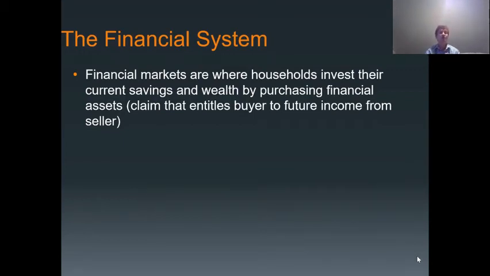Our financial markets are really where households invest their current savings by purchasing financial assets. So now we're getting into assets that are not physical in nature. Not a factory, not new machinery, but other things, like stocks and bonds, well, not stocks so much, but bonds and things like that. This entitles the buyer to a future income from the seller. When you have a bond, you're lending money to whoever sold you that bond, and they are eventually going to pay you back with interest.